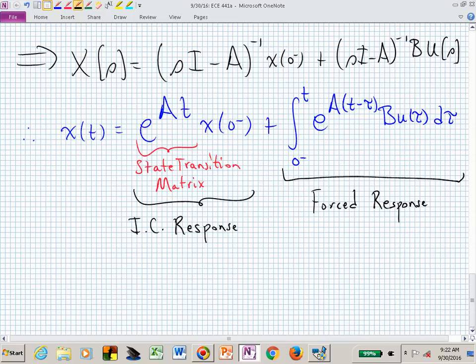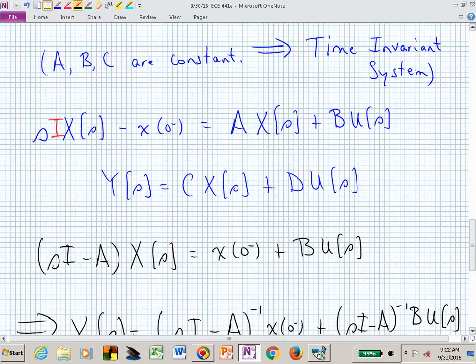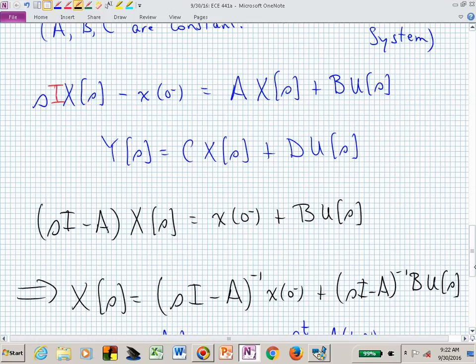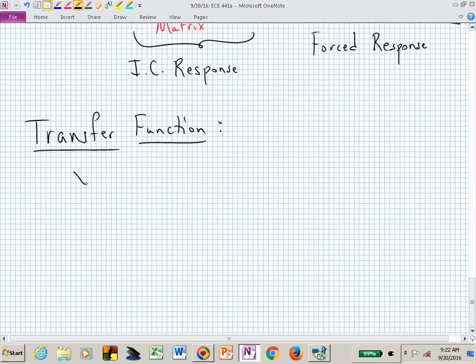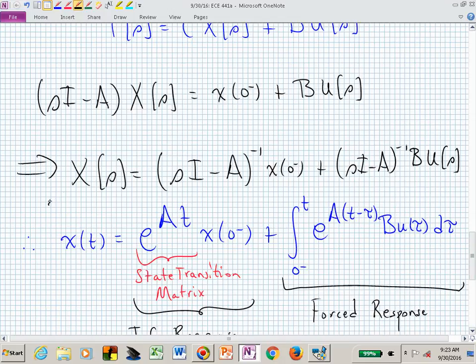Now, what if we go back? What if we now say, I want to go back to a transfer function? I now can work with these frequency domain expressions. Meaning I know that y of s is C times x of s, plus D u of s. And now if I want to find y of s, I can find it because I have my x of s expression. That's C times what x of s was, and that's right here. That's C times those two terms.